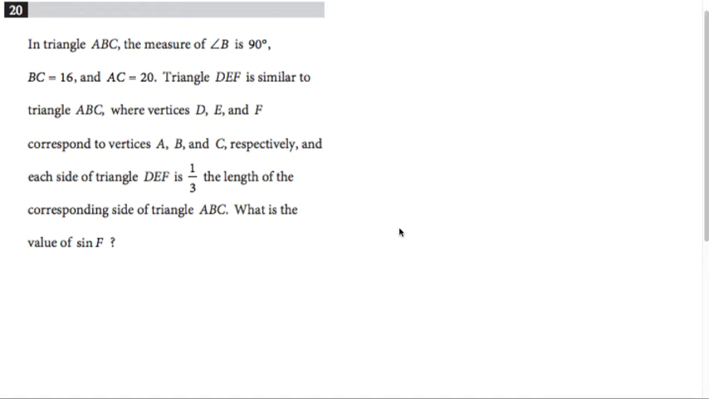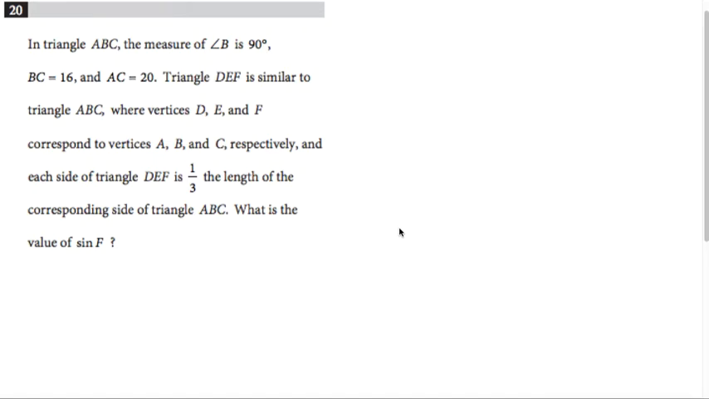I also noticed that it's wrapped up in a lot of words and I see lots going on, so I kind of need to read and see what's happening here. So it says in triangle ABC, the measure of angle B is 90, BC is 16, and AC is 20. Triangle DEF is similar to triangle ABC, where vertices D, E, and F correspond to A, B, and C respectively. And each side of triangle DEF is 1/3 the length of the corresponding side of triangle ABC. What is the value of sine of F? Oh my goodness. That is just a lot of words.